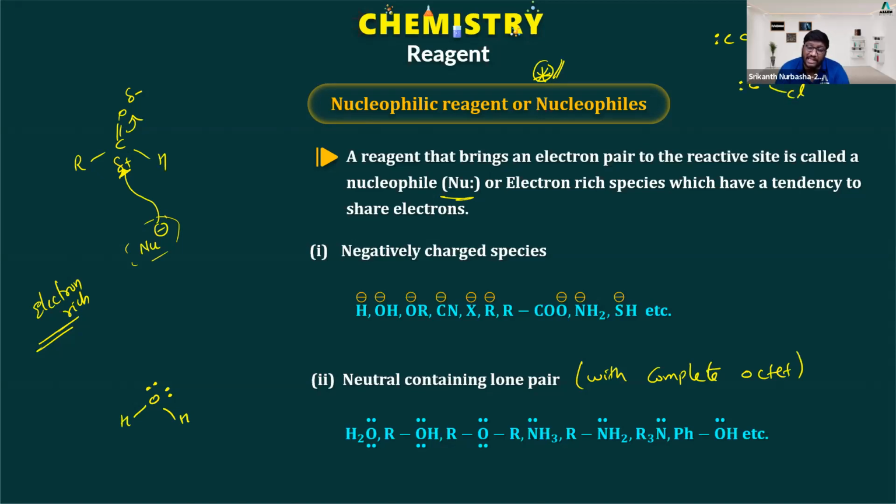There are only 6 electrons around the carbon. So it has a tendency to accept the electron pair to get the octet electronic configuration. So it will act as a strong electrophile, as it has a tendency to accept electrons to get octet electronic configuration.